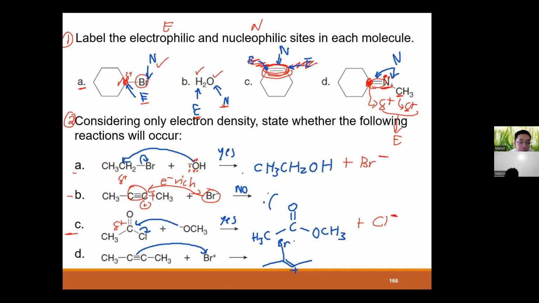Very important. Then for letter D, this is correct. From the bond itself, diretso lang electrophilic attack kay bromine plus, or bromine positive. And then you'll have this product. Okay, so I think we're good.